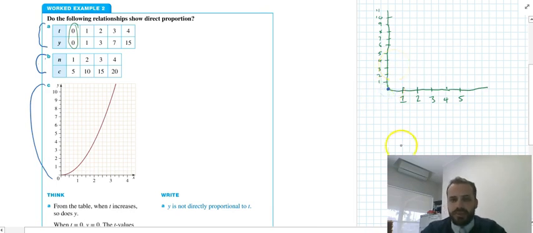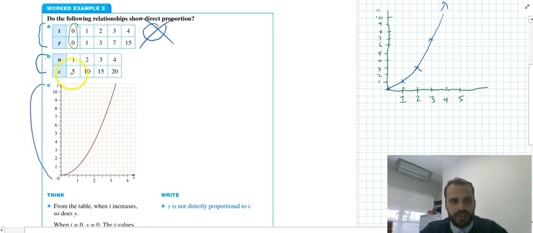This is looking promising because it passes through the origin, and we know all direct proportions pass through the origin. 1, 1. 2, 3. The next one is 3, 7. The next one is 4, 15, which is way up here off the page. Now, what you can see is that it's not a straight line. I've got to draw a curved line if I want to get there. So this is not proportional.